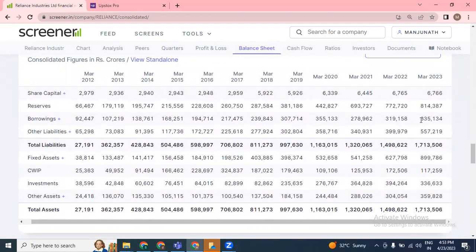And again, borrowings have increased here. We can see the borrowings have increased from 319 crore to 335 crore. Is that the reason, because the interest has increased? Yes, we'll have to see that as well.